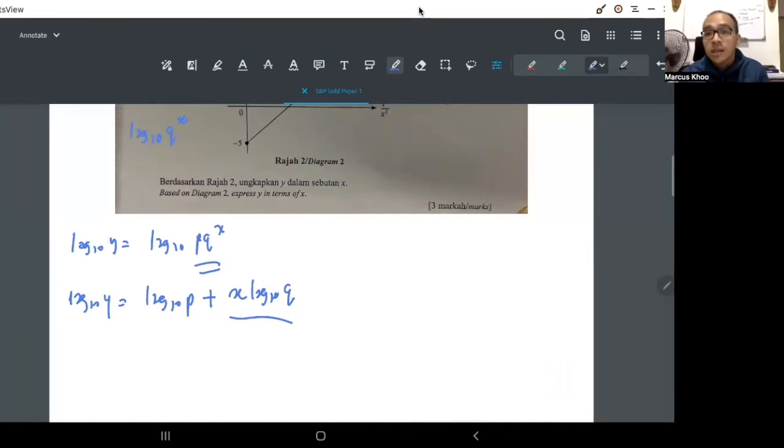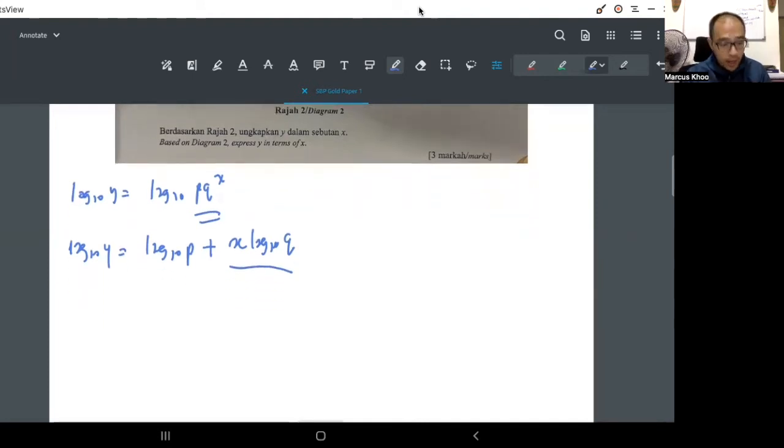At this stage, this kind of thing should come automatically already. You shouldn't waste time by doing it step by step. You're so near to the end of your Form 5 life. At this stage, if you do enough practice, it should come very naturally to you. So then here you already know what is the y-axis. This is the y-axis, this is the x-axis. So therefore, this is the gradient, and this is the y-intercept.